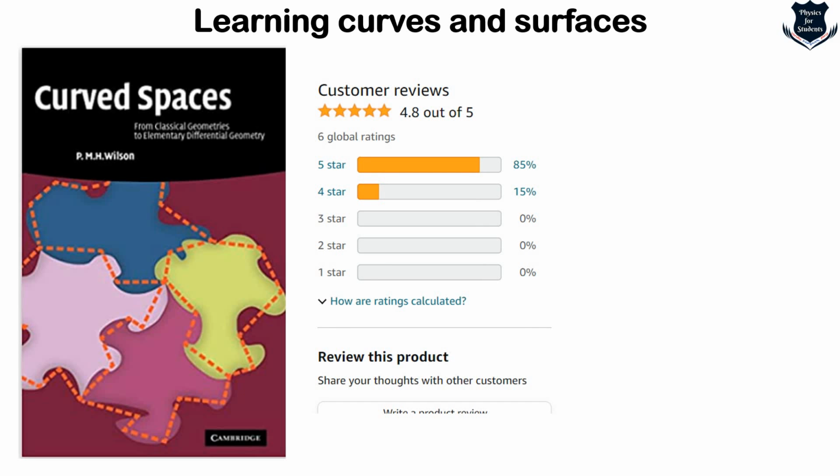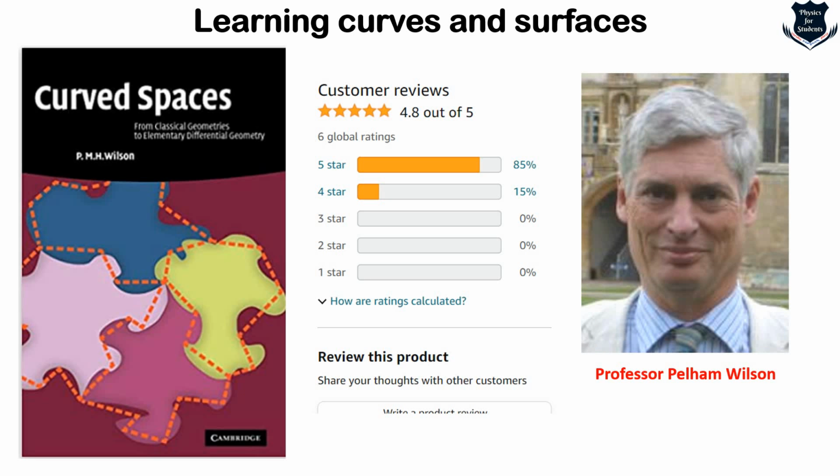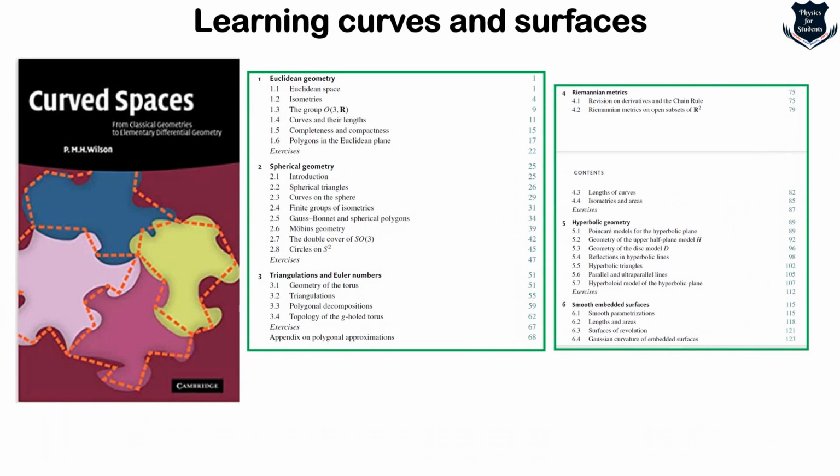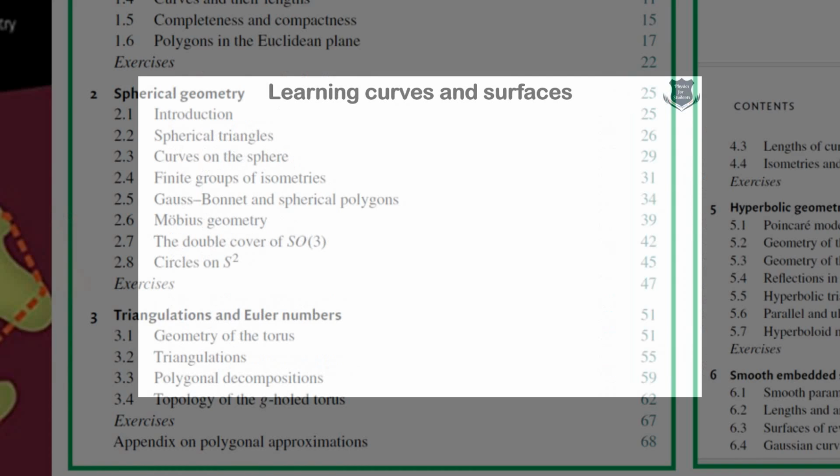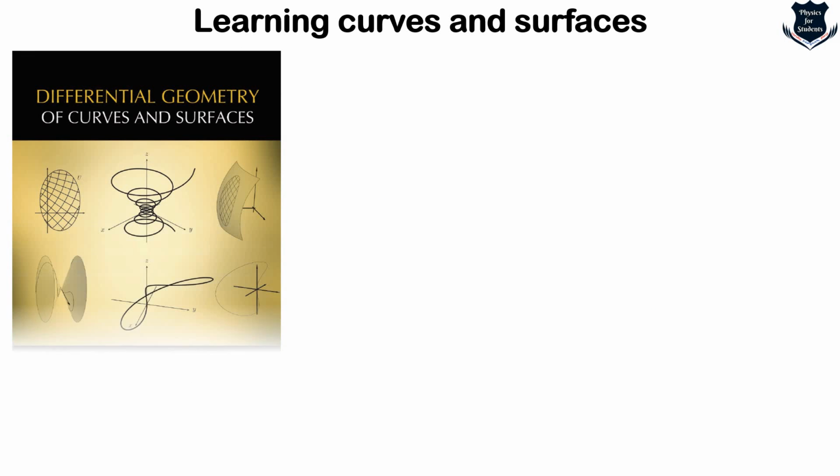The second book will be P.M.H. Wilson's Curved Spaces. This is Professor Pelham Wilson, and it has got an 84% 5-star rating on Amazon. Although this book is wonderful, I've just given you a few glimpses about the content of the book. As you see, it starts again with Euclidean geometry, then moves into spherical, then triangulations and Euler number, hyperbolic geometry, smooth embedding curves, and so on.